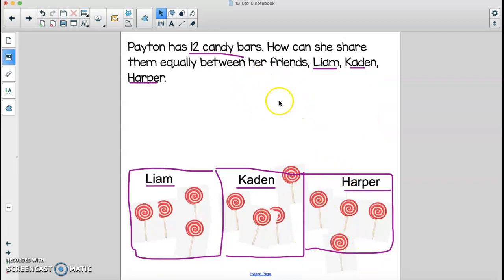Now if there is leftovers, which there won't be in 2nd grade problems, that's kind of math you're going to learn when you're in 3rd and 4th grade. But right now we're using numbers that are equal. So that's why they're called equal shares.